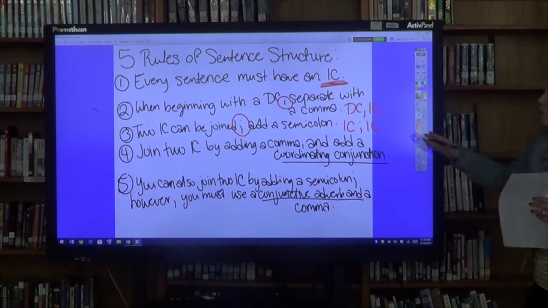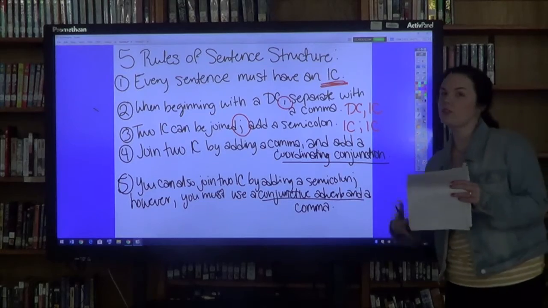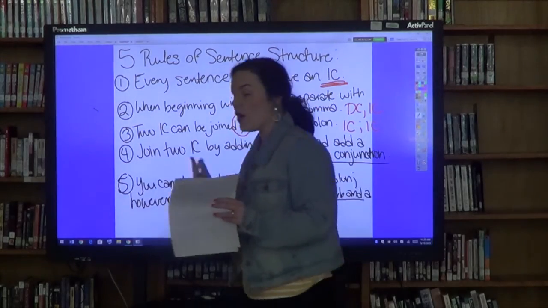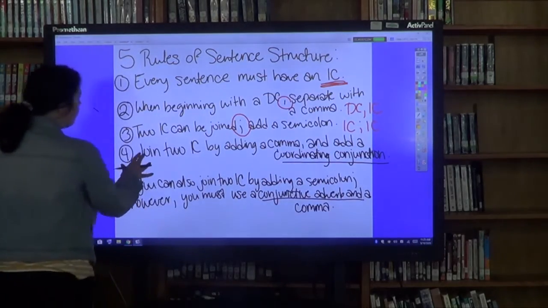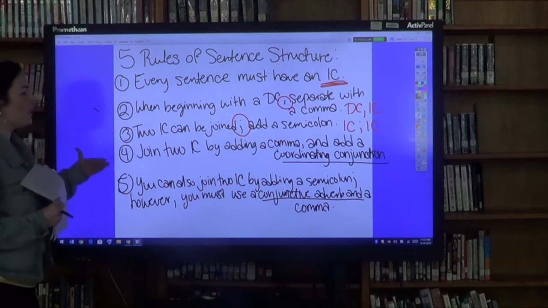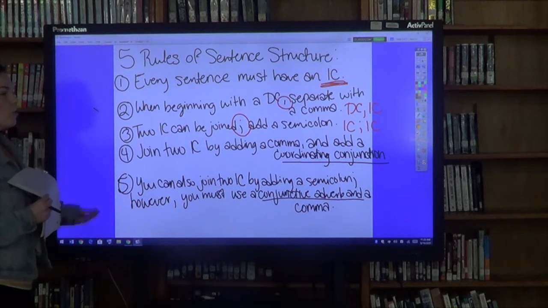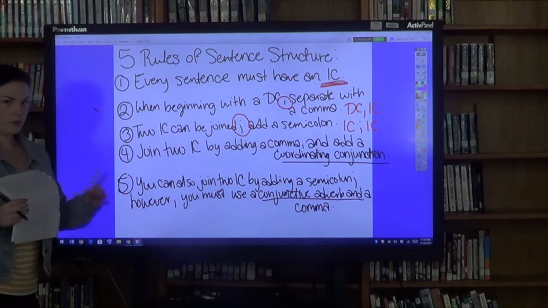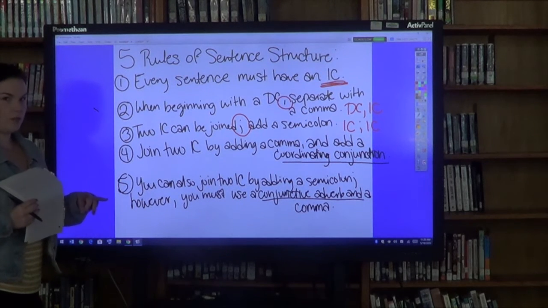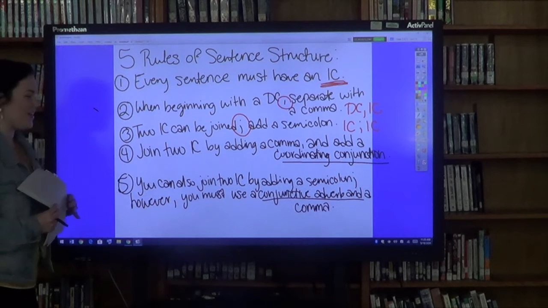Okay? Now, rules 4 and 5 are a little more difficult. Just hang in there. Remember, you can always pause the video and review. Rule 4 says join two independent clauses by adding a comma and add a coordinating conjunction. Okay? Coordinating conjunction. You probably know an easier way to refer to those things.